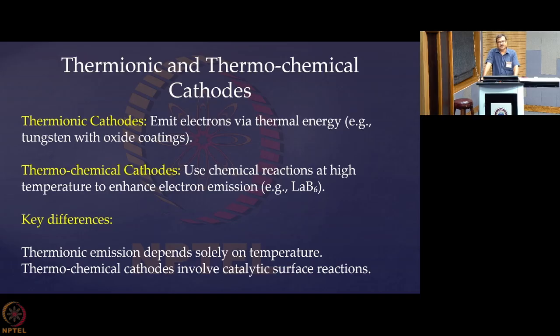Now these devices operate with two kinds of electrodes. One is thermionic cathodes, and another is the thermochemical cathodes. So thermionic cathodes, they emit electrons via thermal energy, that is tungsten.